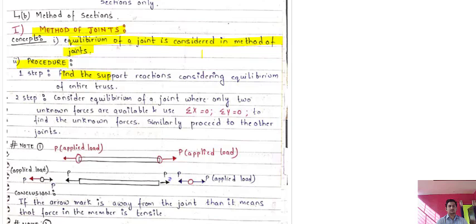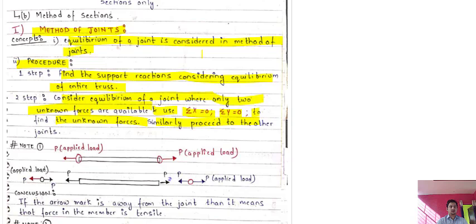The first step is to find the support reactions considering the equilibrium of the entire truss. Then the second step is to consider the equilibrium of a joint where only two unknown forces are available. It is easy to maintain the equilibrium of a joint having two unknown forces, so you need to pick that joint yourself, and use the equilibrium equations, that is summation Fx equal to 0 and summation Fy equal to 0, to find the unknown forces.